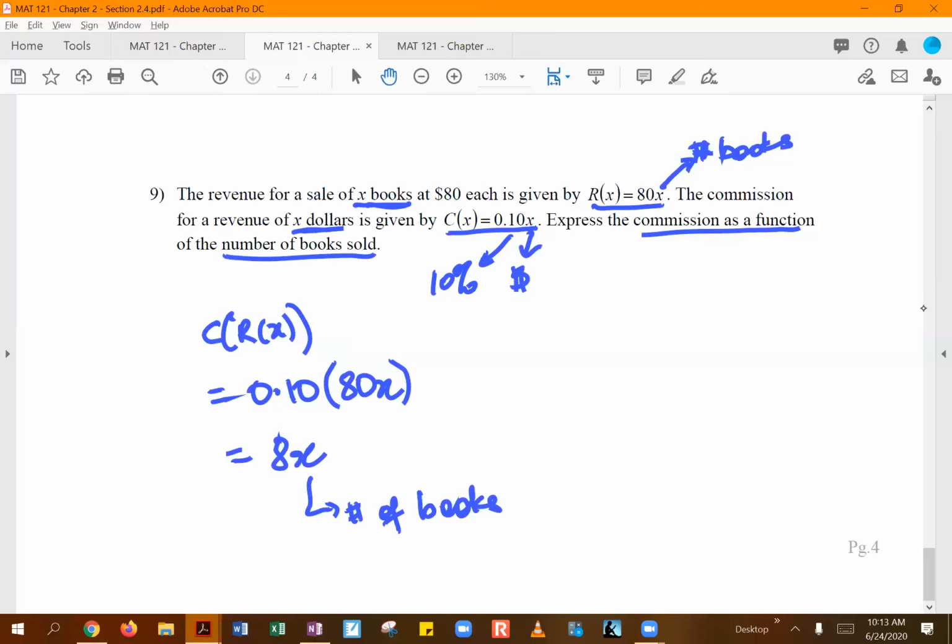So you are basically just rewriting that commission function so that instead of looking at it in terms of percent and how much revenue you make, you have now converted it to where how many books you sell, you get $8 for each book sold. So now the 8 here represents the dollar amount. Okay, so you're basically just doing a composition between your commission and your revenue function.